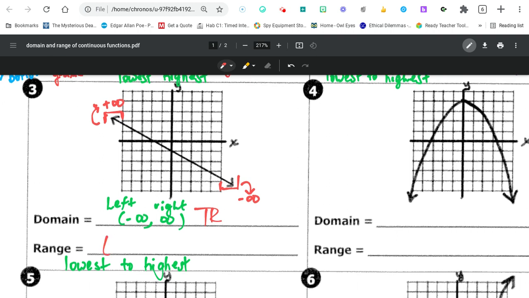So I'm going to put the lowest point is negative infinity. The highest point is positive infinity. Or we can also put all real numbers for the range as well.